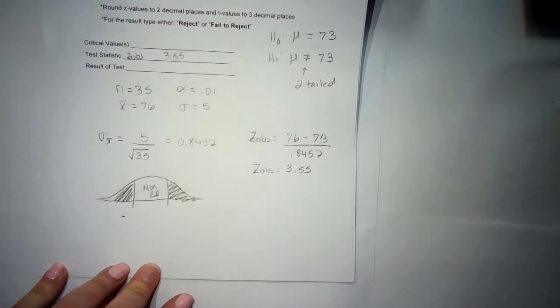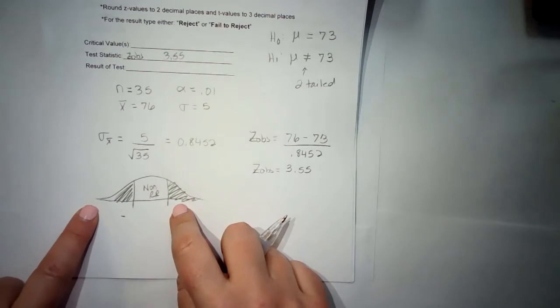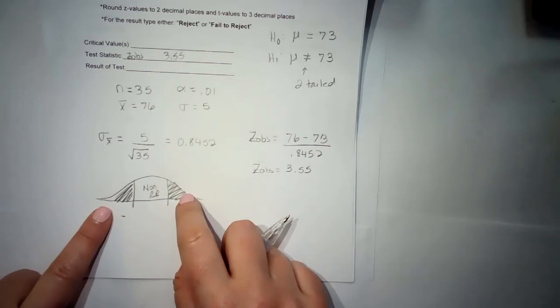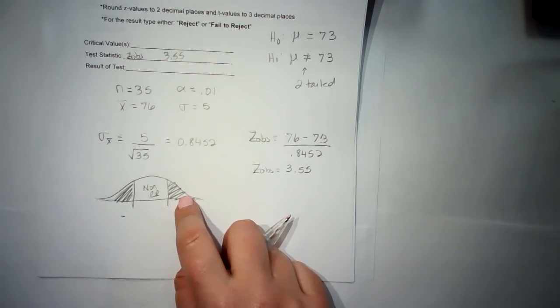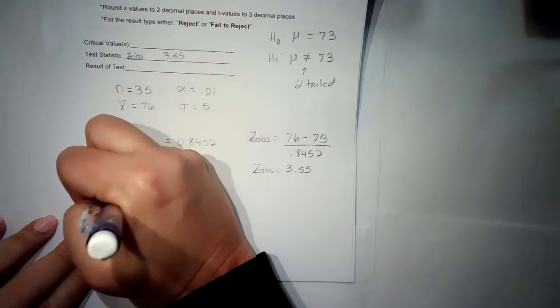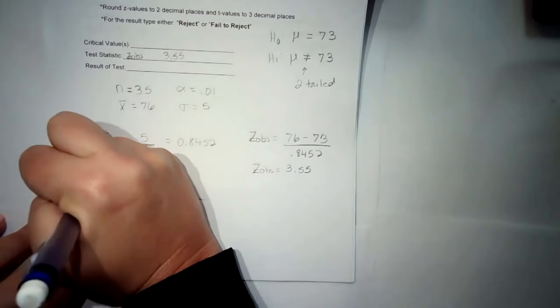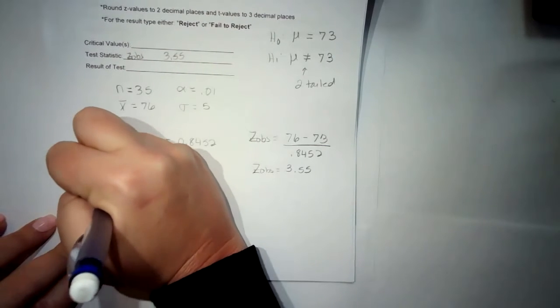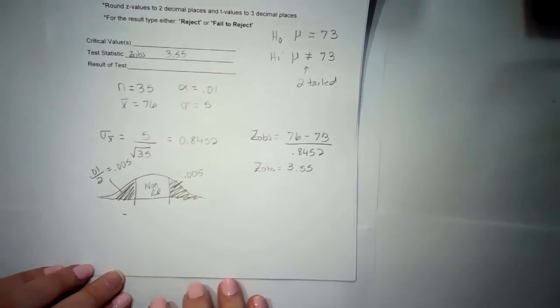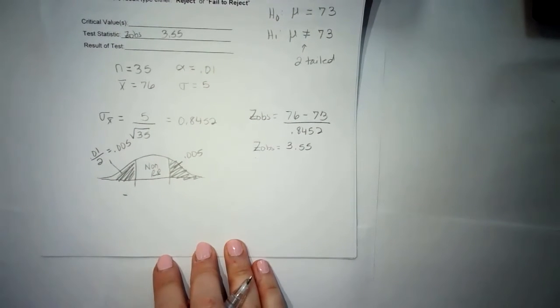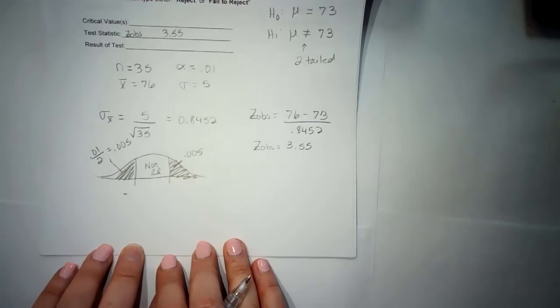Okay, here's a good place to mess up. Am I going to label both shaded regions 0.01 for alpha? No, they both have to add to 0.01. So since there's two of them, what am I going to do to my alpha? Divide it by 2. 0.01 divided by 2 is 0.005. Be really careful with these tiny decimals. It's not 0.05. Make sure that you put that in the calculator.